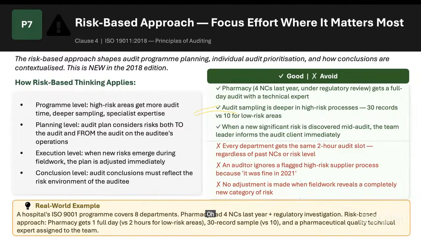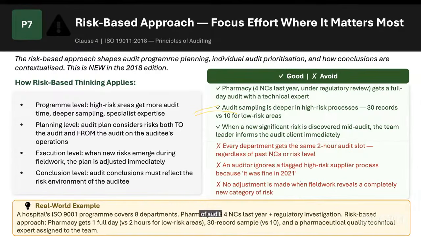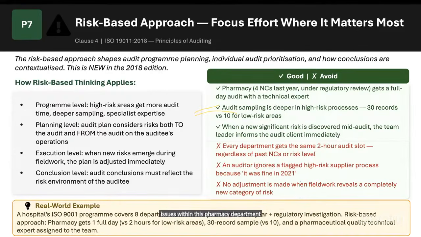Whoever understands risk-based thinking in the audit principle will know: let me use this in hours. When you are giving 10 full audit hours to the pharmacy department, you are giving 2 hours to the other low risk areas, because you understand that there are issues within this pharmacy department, and if these issues crystallize, it could cause much more havoc than in every other department.